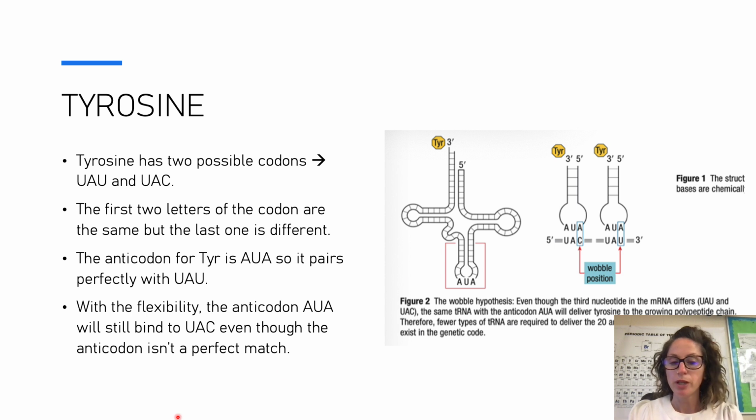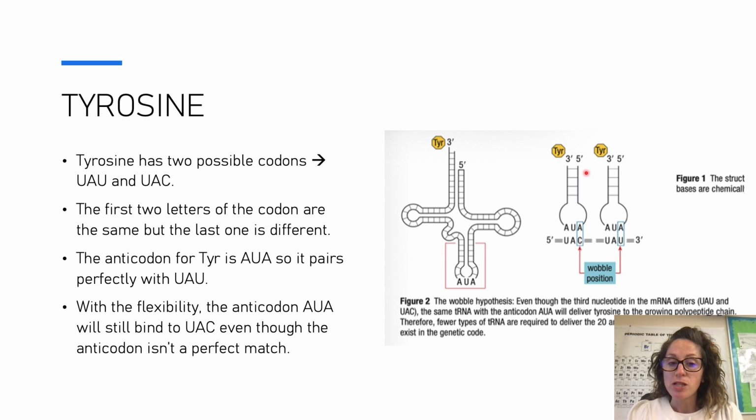So as another example, let's briefly look at tyrosine. So here's the tyrosine tRNA, and the anticodon is AUA, and there's only one tRNA for tyrosine. And it can bind to one of 2 codons, UAC or UAU. So UAU is a perfect match for the AUA. They're all complementary to each other. So this one is like a perfect match.